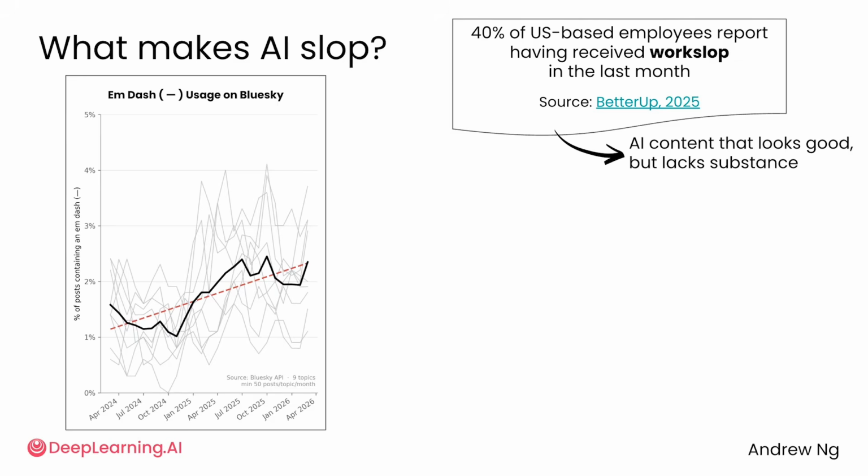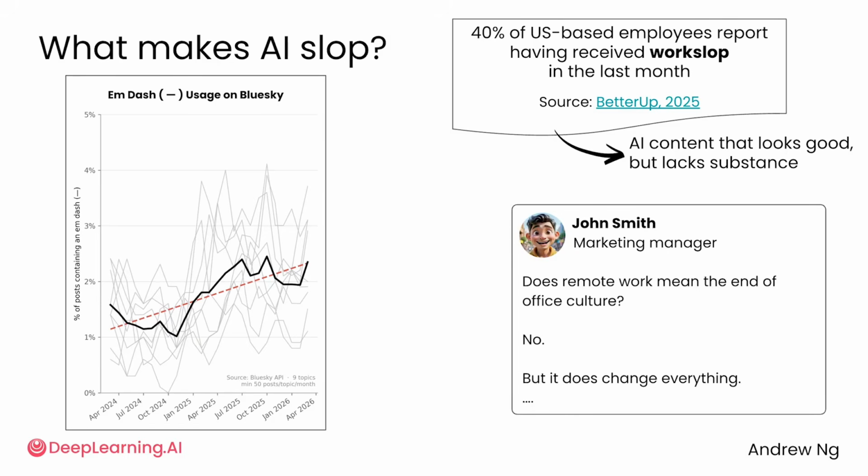It feels like it was written without much deep or careful thought. One other property of AI slop is it often contains sentences like this. "But it does change everything." It's kind of vague, empty sounding, but also somehow overly important sounding text.